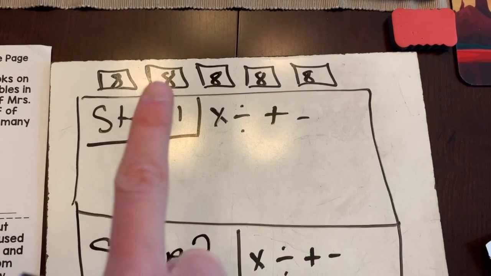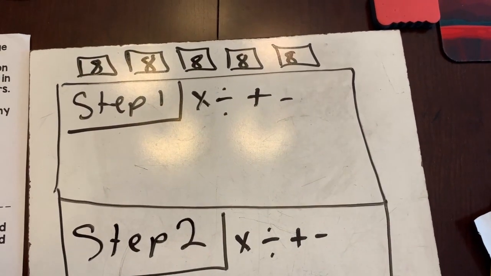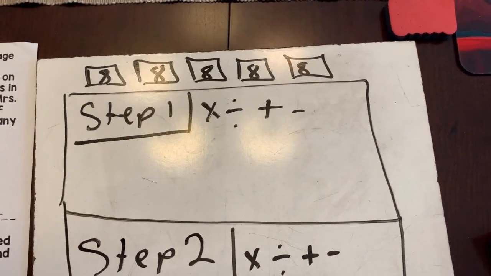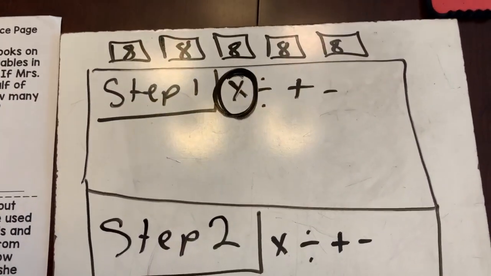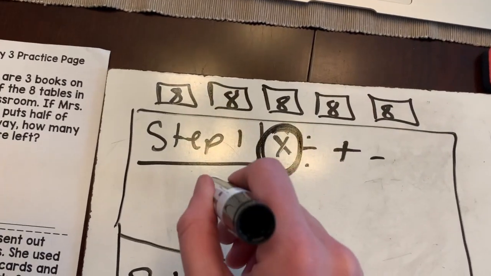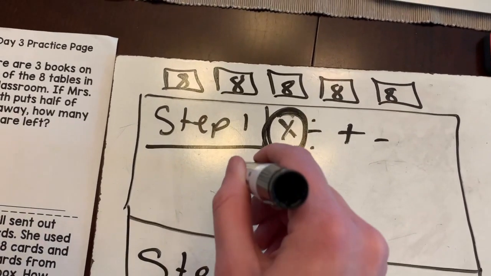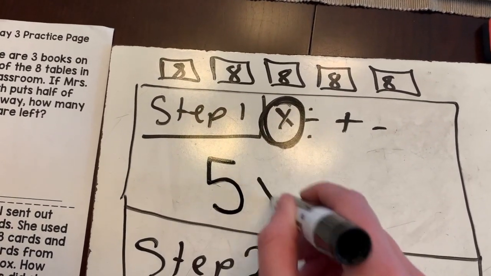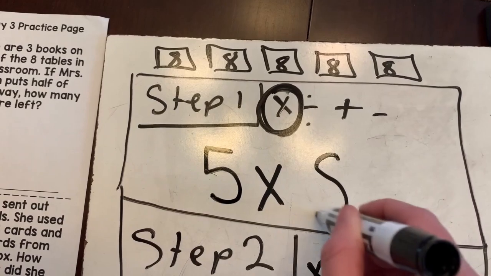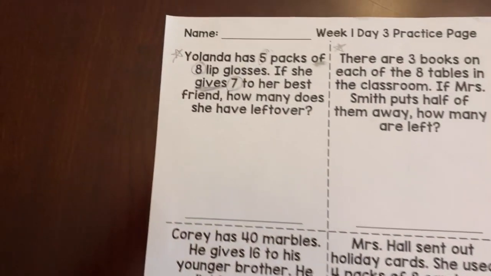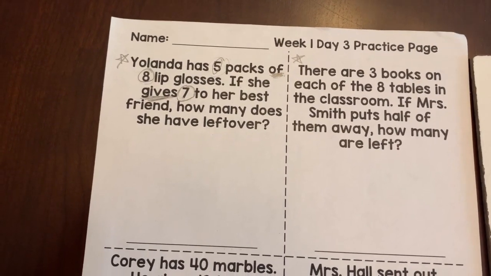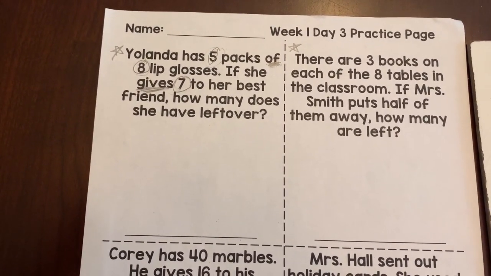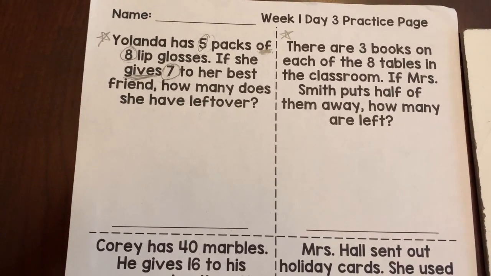Instead of adding 8 plus 8 plus 8 plus 8 plus 8, what could I do instead? That's right, I could multiply. In my first step, I'm multiplying. What am I multiplying? 5 times 8. Yolanda has 5 packs of 8 lip glosses.